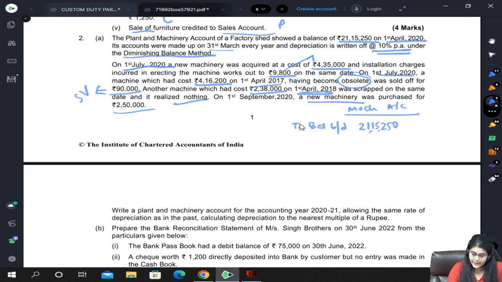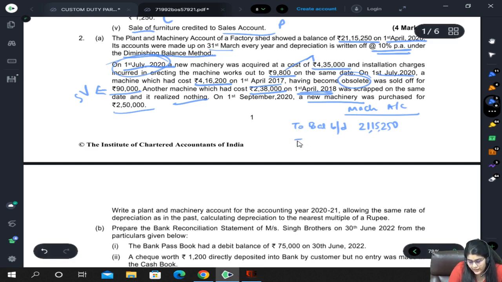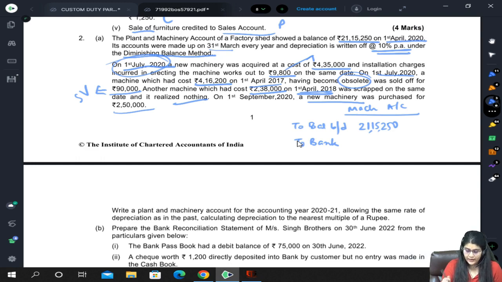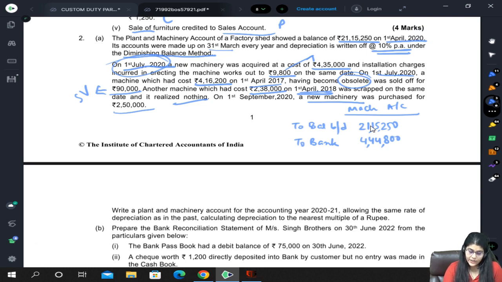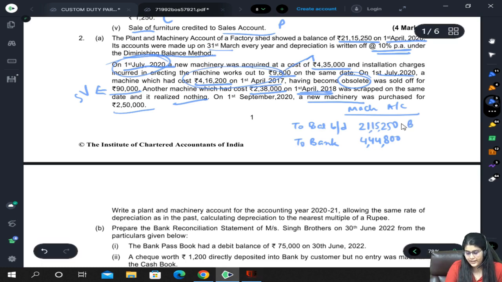After that, the next information given to us is a purchase on 1st July. So on 1st July, we are purchasing one machinery. So purchases are shown as to bank. We know that the purchase has to be shown inclusive of the installation costs, which came to 4,44,800. Then on 1st July, a machine which had cost this much was sold off for 90,000. So since we are getting sales proceeds of 90,000, let's record that.